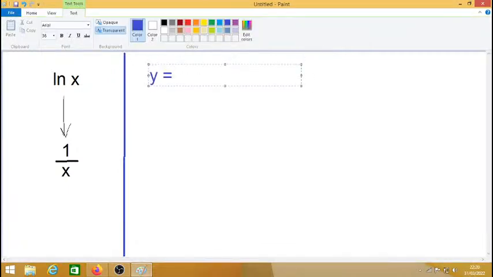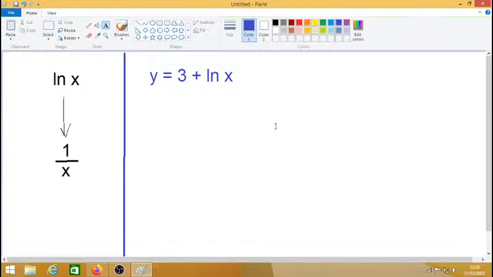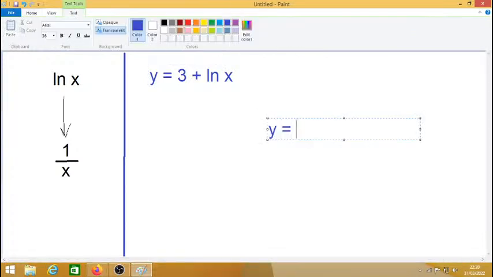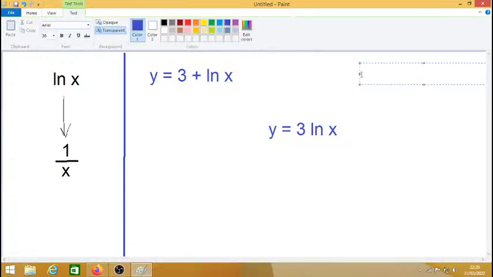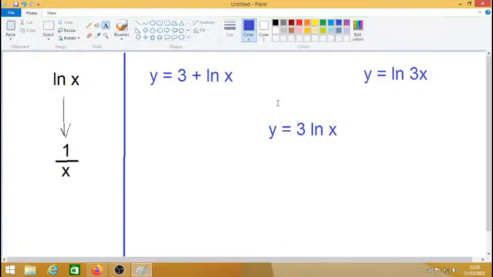Have a think about these ones. First, differentiate 3 plus the natural log of x. Then differentiate 3 times the natural log of x. And finally, natural log of 3x. Let's differentiate that.